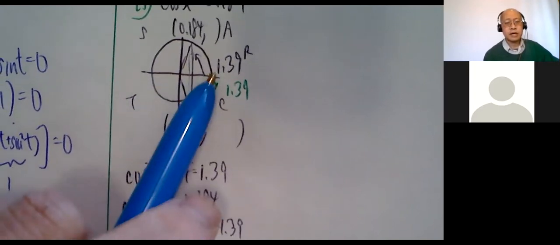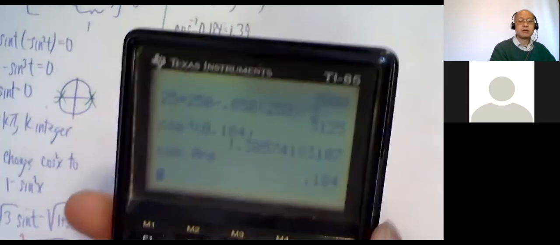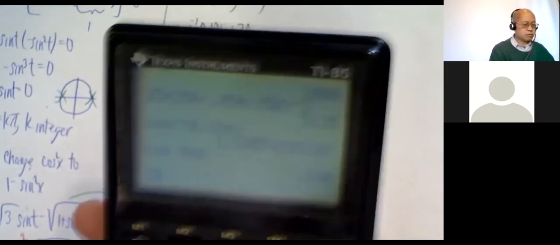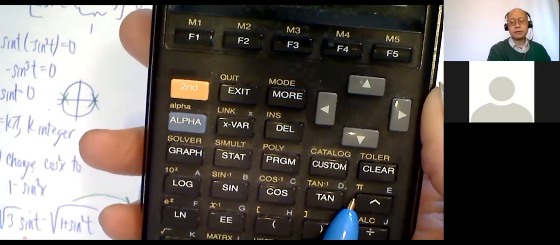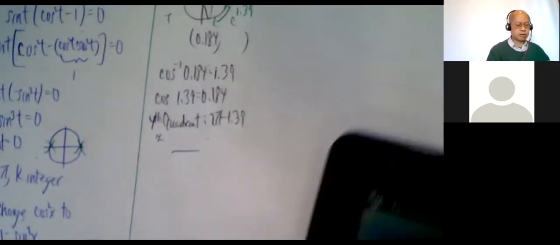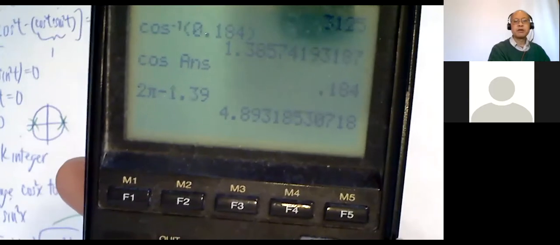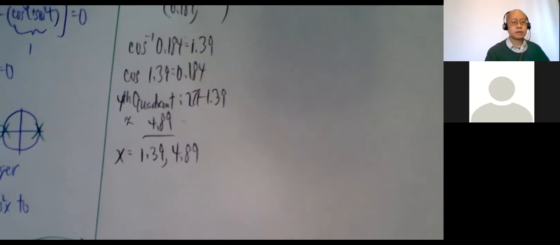Okay, so I got the 1.39. This angle is going to be 2 pi minus the 1.39. So I'm going to hit 2 pi. Okay, I do have a pi button. If you don't have a pi button, just do 3.14. 2 pi minus, what was it again? 1.39, 1.39. 4.89. Okay, so my two angles to the nearest hundredth are x equals 1.39 and 4.89, and that's in radians. And there we go.